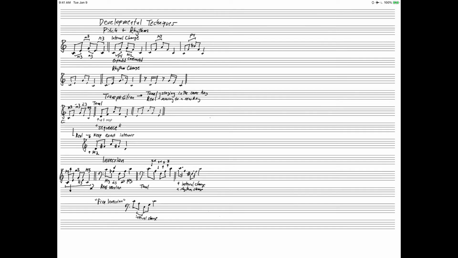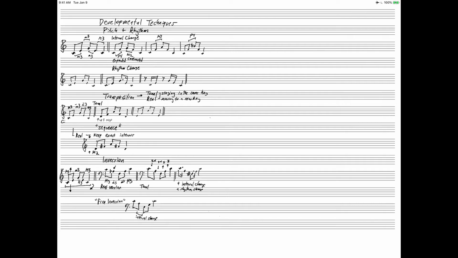In the last video, we looked at some developmental techniques relating to pitch and rhythm. We saw interval change, where we changed our initial motive and changed some intervals within it, expanding some, like this third to a fourth, and contracting some, like this third to a second. So we had this. And we changed some more as well.